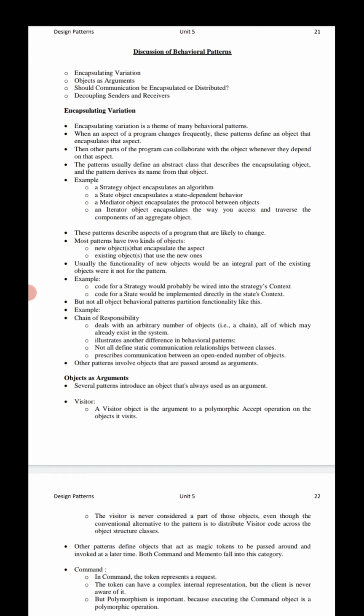So finally, whatever the other patterns involve, listen carefully, those objects are passed around as arguments. This is the concept of encapsulating variation. How can we vary the encapsulation? It plays an important role in software design patterns. It is a theme of many behavioral patterns, whenever an aspect of a particular program changes frequently.